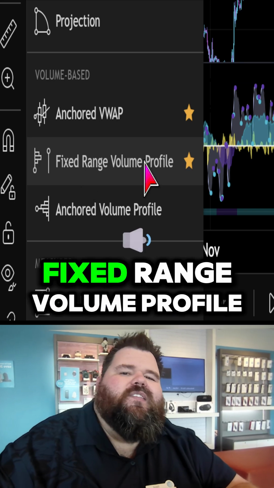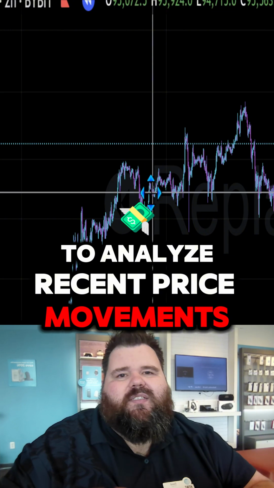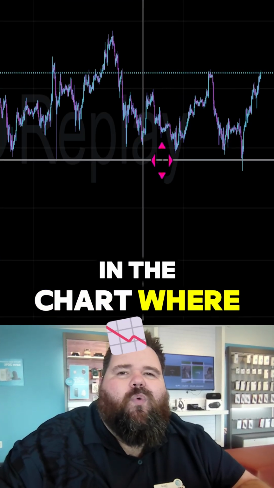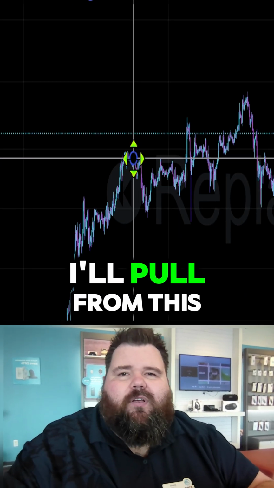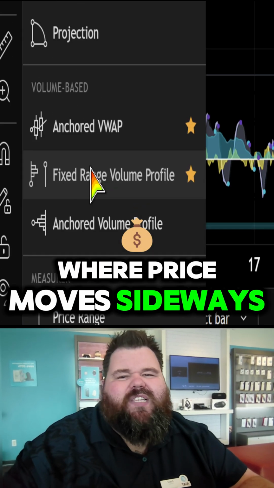So how do I use volume profiles in my trade? Well, I use the fixed range volume profile tool in TradingView to analyze recent price movements. I'll find an area in the chart where price kind of moves sideways. I'll pull from this point to that point. I like to scout a section where price moves sideways for a little while.